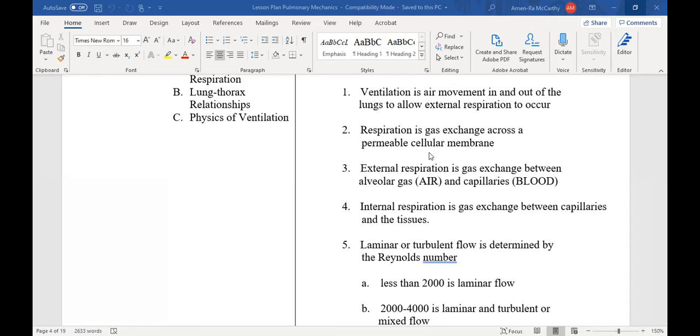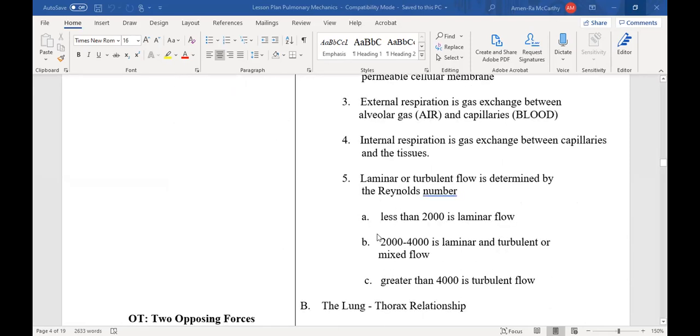So if I said we did the Reynolds number, and he has a Reynolds number of 1,000, well, then I know that his flow is laminar or smooth. 2,000 to 4,000 is laminar and turbulent or mixed flow. And a Reynolds number greater than 4,000 is turbulent, or rough. Same thing as a plane. When a plane is traveling through the clouds, if the air is circling in several different directions, it's going to shake the plane in several different ways. And they call that turbulence, when we hit a pocket of turbulence.